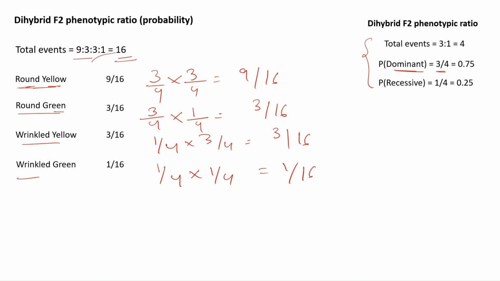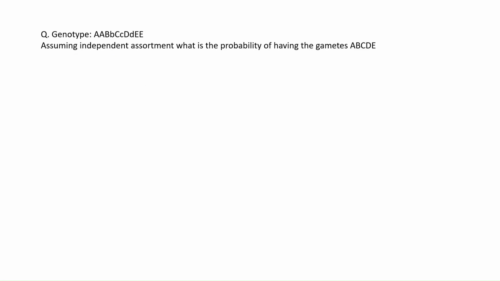So we can also calculate from the monohybrid ratio. So it is easy to get the probability for a dihybrid cross from monohybrid cross results. Now one question: if you are given this particular genotype, that is capital A, capital B, small b, capital C, small c, capital D, small d, and capital E, now assuming independent assortment, what is the probability of having the gamete A, B, C, D, E?